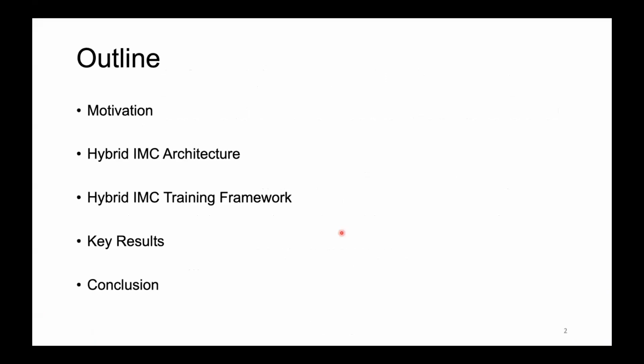So, this is the outline for today's presentation. We'll first look at the motivation of this work, and then we'll do a deep dive into the hybrid IMC architecture. We'll then look at the hybrid IMC training framework for the architecture. We'll then look at some of the key results and then conclude the presentation.